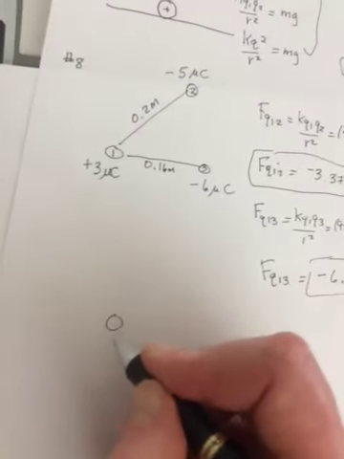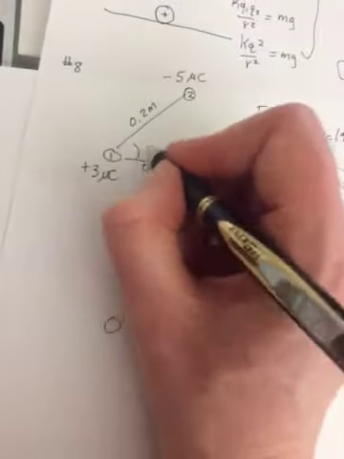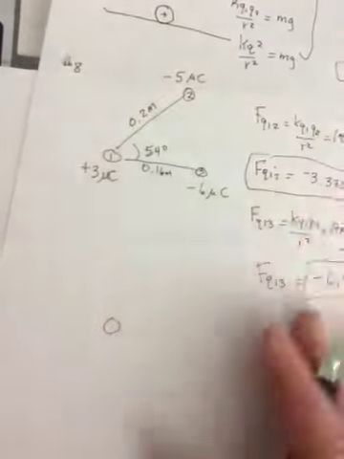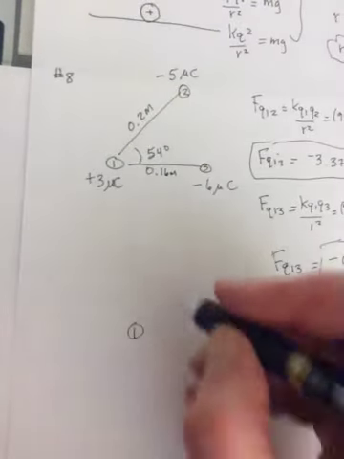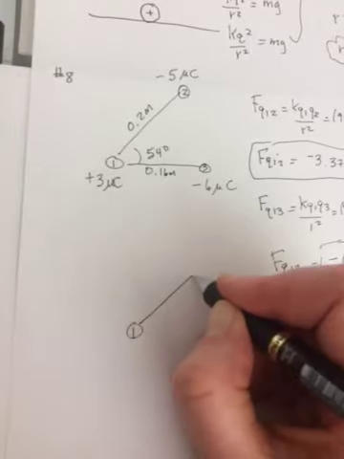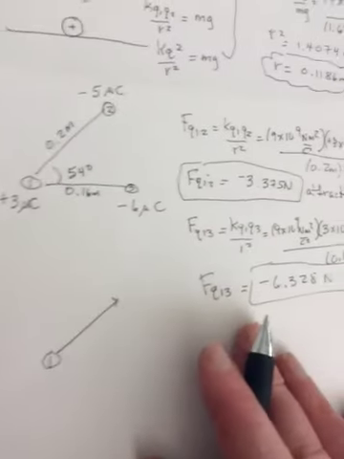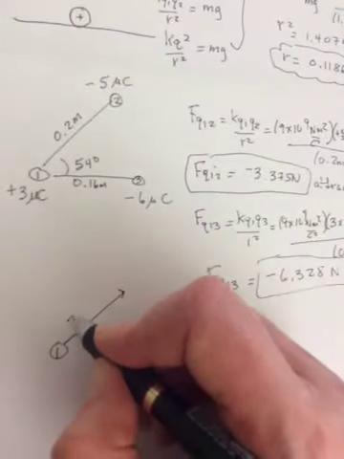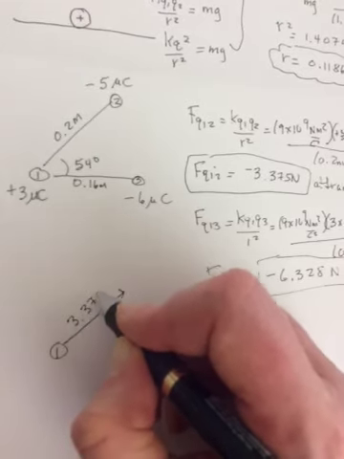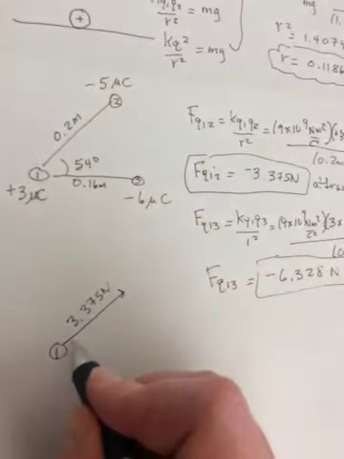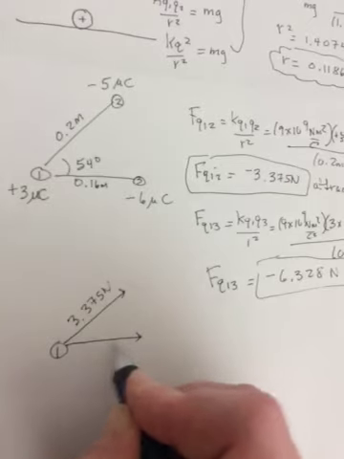So now we take a look at number 1. Oh, and this angle is 54 degrees. So on number 1, there is a force going up this way because it's attraction, so number 2 is attracting it. So this force is 3.375 newtons. And so it has 2 components.